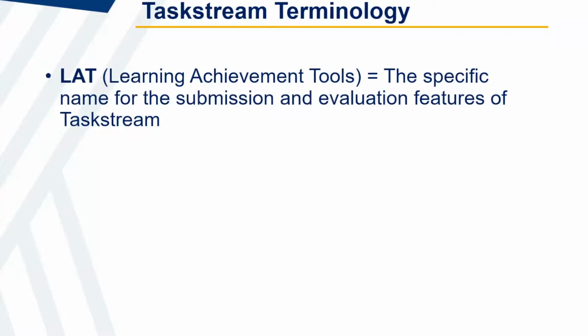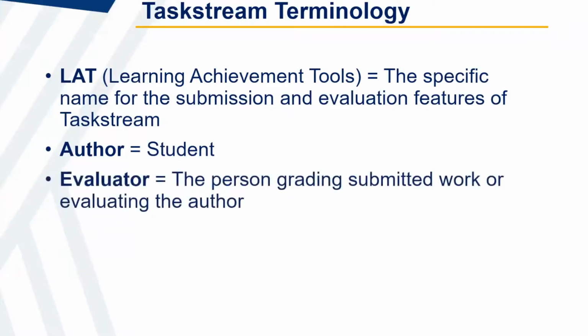First, LAT, which stands for Learning Achievement Tools, is a more specific name for the submission and evaluation features of Taskstream. You will usually just hear LAT referred to as Taskstream. When you see author, Taskstream is referring to you, the student. When you see evaluator, Taskstream is referring to the person grading your work or evaluating your performance. Evaluators can be internal, like your course instructor, or external, like a site supervisor, preceptor, or internship supervisor.